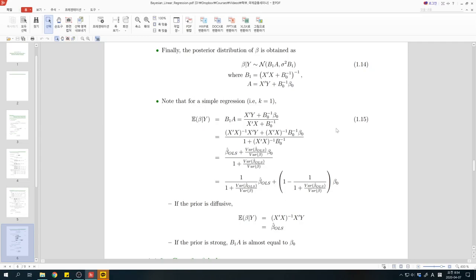Let me explain how to derive this. Again, this is the prior mean, b1 times a, and if we have only one independent variable, then X prime y is a scalar, X prime X is also a scalar, 1 by 1, and b0 is also 1 by 1, beta 0 is also 1 by 1. All terms are scalar, 1 by 1, so that's why we can express it this way. And then I just take the denominator.